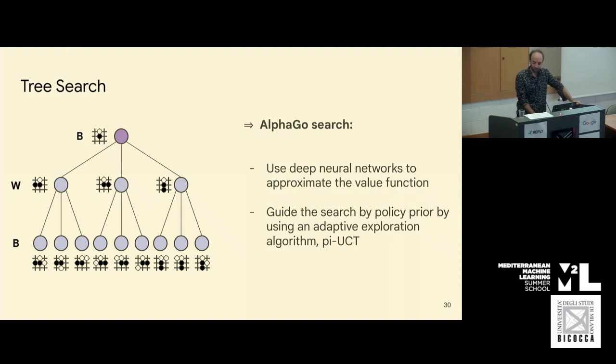So the fundamental idea of AlphaGo search, there are two ideas in AlphaGo search. The first one is to use deep neural networks to approximate the value function. So this is going to be very similar to what Claire described. The only difference is that we use a deep neural network versus a tabular or linear function approximation.